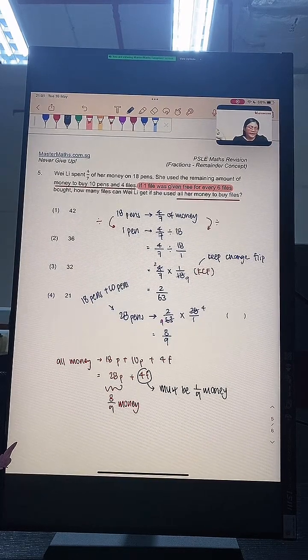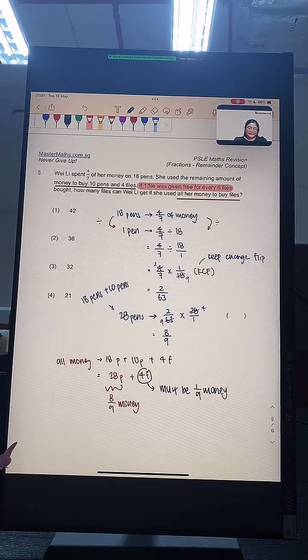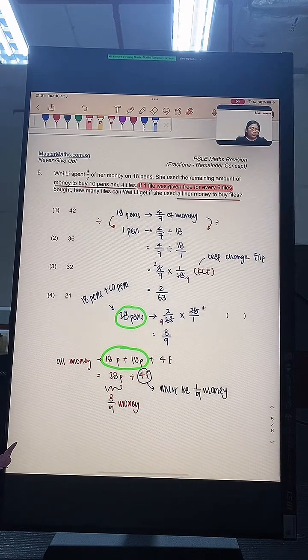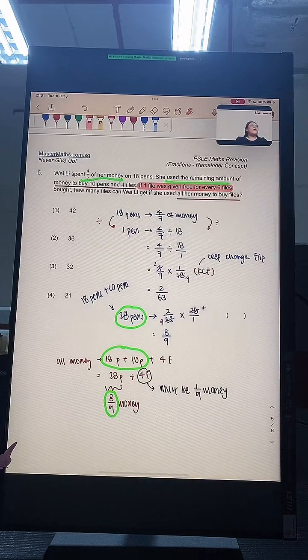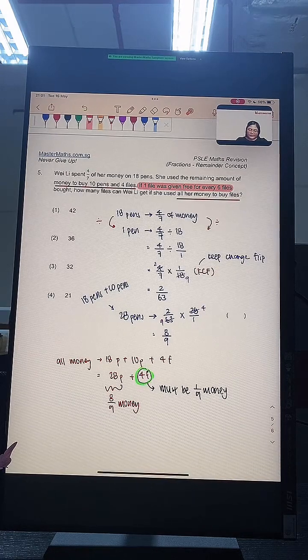Okay, can everybody understand here? We found 28 pence, which is how many pence she bought all together. Altogether she spent 8 out of 9 of her money. But she spent all of her money. She spent 4 over 7 and the remaining 3 over 7, so all of her money she spent on 4 files and 28 pence. So the 4 files must be 1 out of 9 of her money.